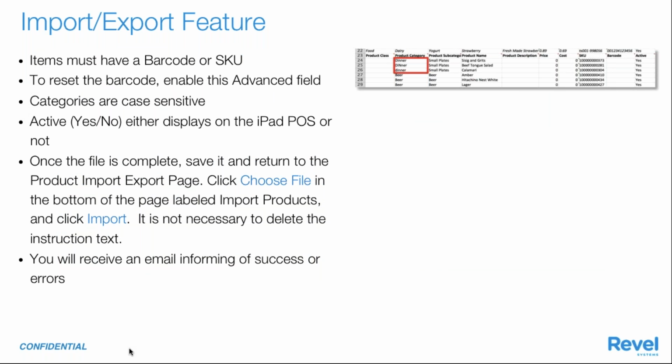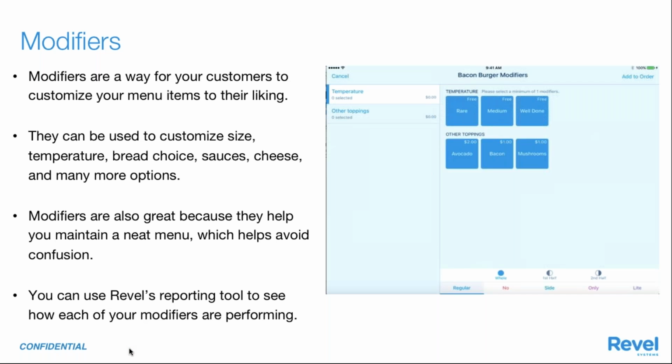So let's go ahead and move on and let's talk about modifiers and how we can offer more options to your menu. One of the things that we can use is modifiers. Modifiers we use to customize for our customers. They're easily going to be able to customize your menu to their liking with modifiers. So they can be used to customize things such as size, temperature. If you're having sandwiches, it could be a bread choice. If you have sauces, dressings, toppings, different types of cheeses, and so on.